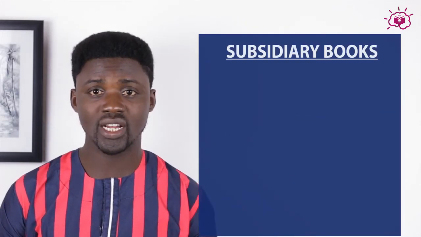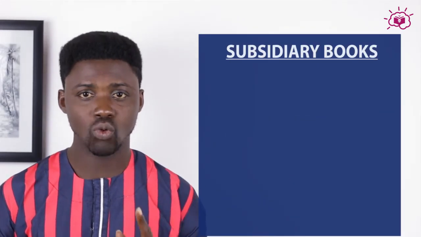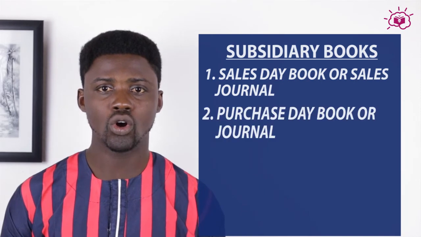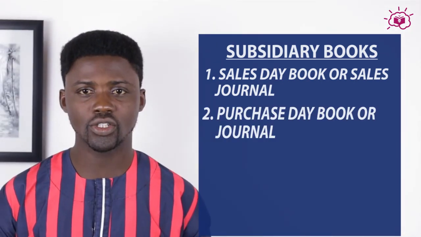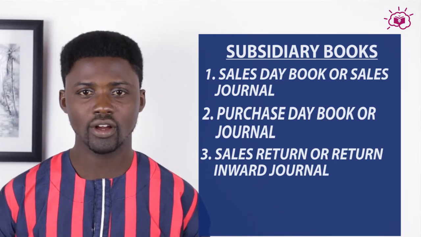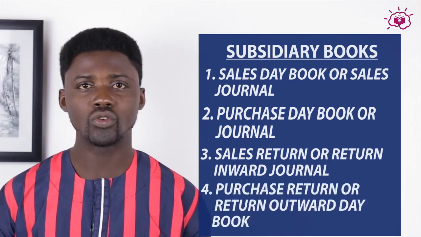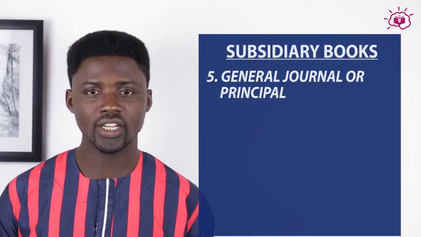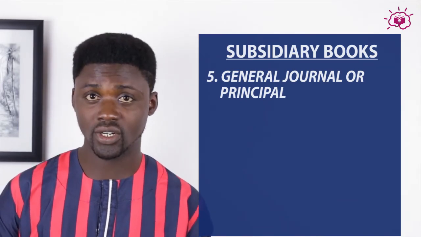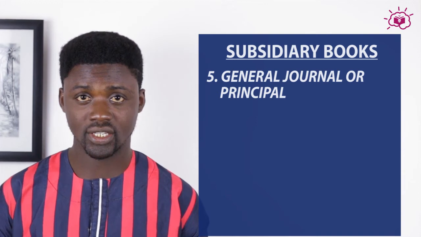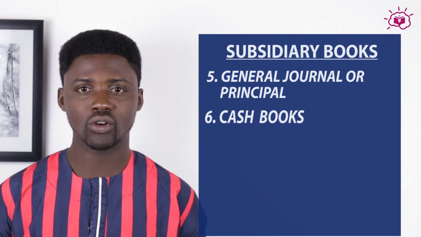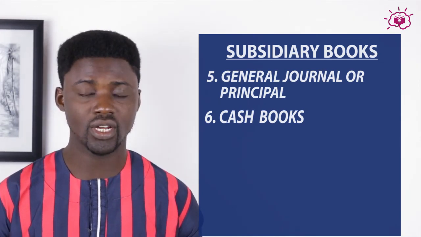And also in our subsidiary books, there are about 6 books that are considered. 1, sales day book or sales journal. 2, purchase day book or journal. 3, sales return or return inward journal. 4, purchase return or return outward day book. 5, general journal or principal. Another word for general journal is principal. You need to consider that in case you see it in objective questions. 6, cash books. These 6 books are considered in subsidiary books.